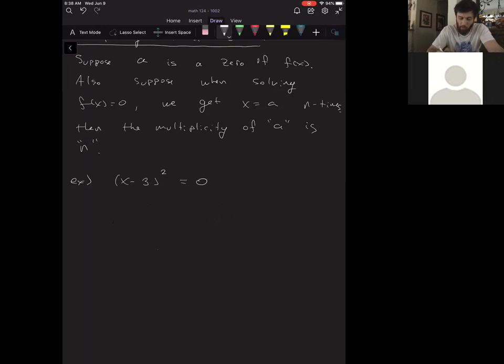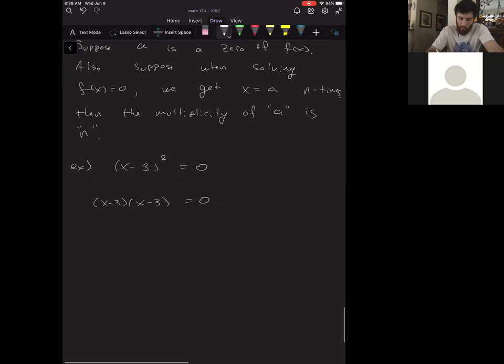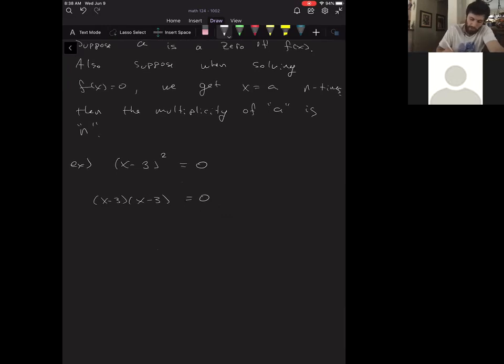In this situation, we have x minus 3 squared is equal to 0. Another way of writing that is x minus 3 times x minus 3 is equal to 0. So we have two pieces multiplied that equal 0, and what we always do in this situation is set each of those pieces equal to 0. So we get x minus 3 is equal to 0, and x minus 3 is equal to 0. Over here, we get x is equal to 3, and over here we also get x is equal to 3. So we see that 3 is a zero.